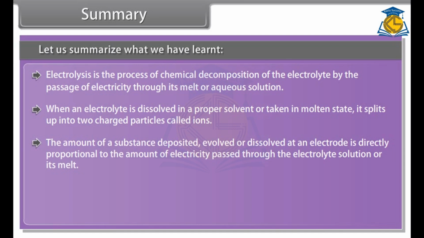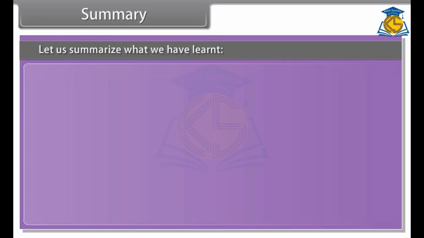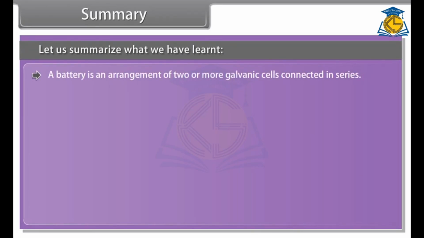the amount of electricity passed through the electrolyte solution or its melt. When same amount of electricity is passed through different electrolytes, then the masses of the substances liberated at the electrodes are in the ratio of their chemical equivalent masses. A battery is an arrangement of two or more galvanic cells connected in series.